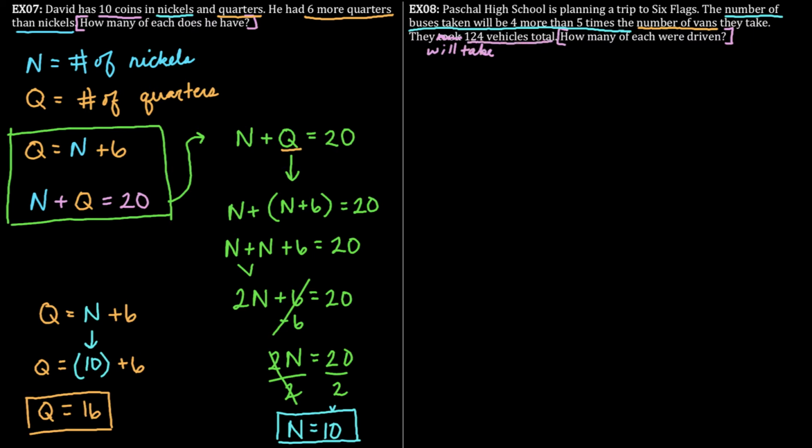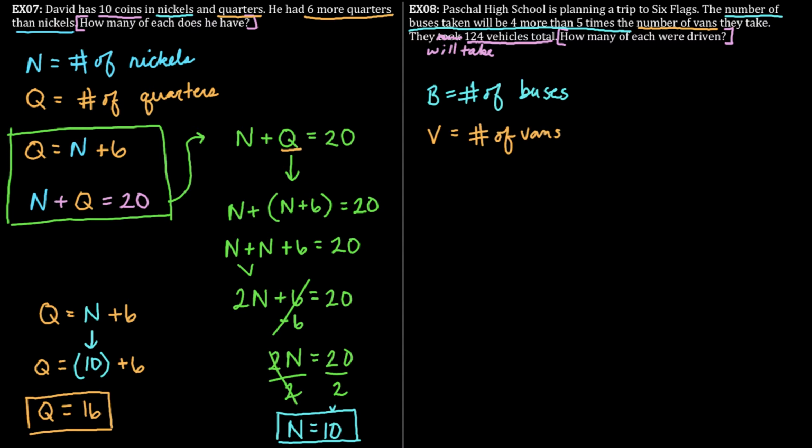So let's start off by labeling our variables. So the number of buses. So B, number of buses. And they will also take vans. So V is the number of vans. Don't just write vans. Don't just write buses. Put number of buses, number of vans.